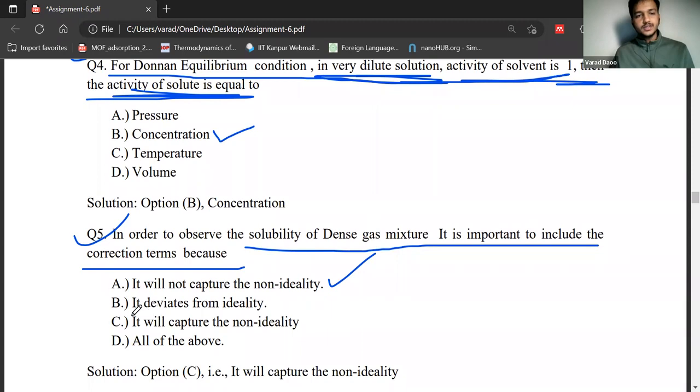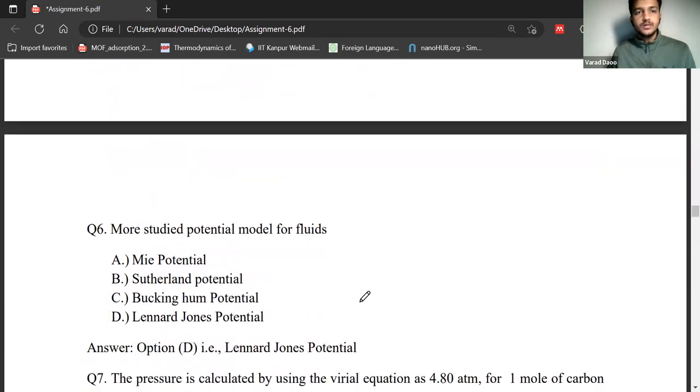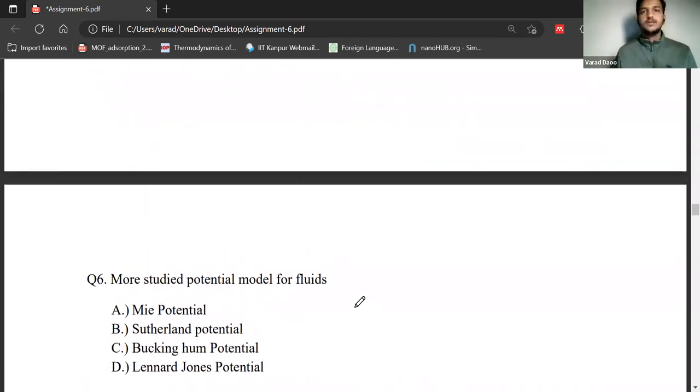The correct answer is option C, right? It will capture the non-ideality. Obviously, correction terms will most likely capture the non-ideality, right? So anybody has any doubt? If nobody has any doubt, then we'll move on to another theoretical question, which is also very easy.